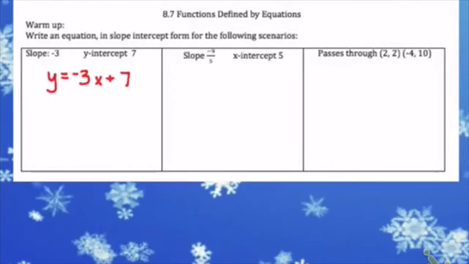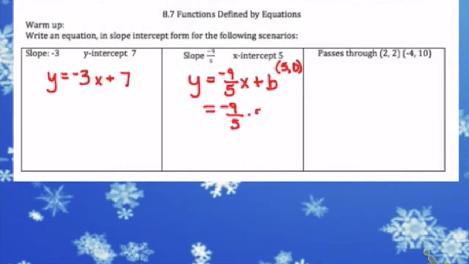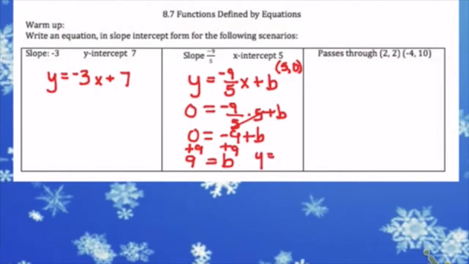When we are given the x-intercept, we put our slope in for m, and then we can plug in our x-intercept, which would be (5, 0) in this case. To do that, we plug in our 5 for x and 0 for y, and then we solve for b. Here we would add 9 to both sides, and that gives us a b value of 9. So we can say y is equal to negative 9/5 x plus 9.